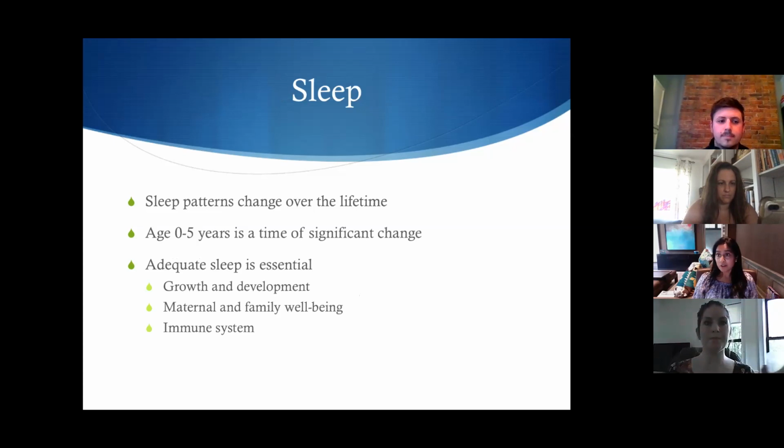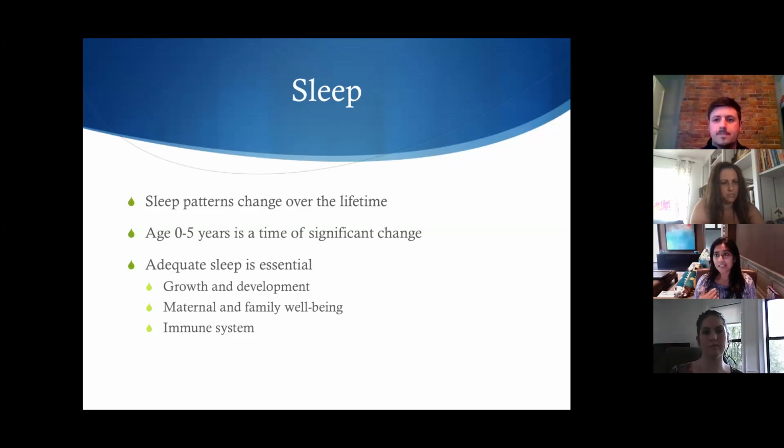So it's important to know that sleep doesn't always look the same. It looks really different over the lifetime. And especially the ages from birth until 5 years of age, there's a lot of different changes in what sleep can look like. And sleep is really, really important, as we all know. Not only is it important for us to feel rested and to feel refreshed during the day, but it actually has a lot of different impacts on growth and development. So certain types of hormones are secreted most at night. So all of those are actually really important and impactful for typical growth and development.